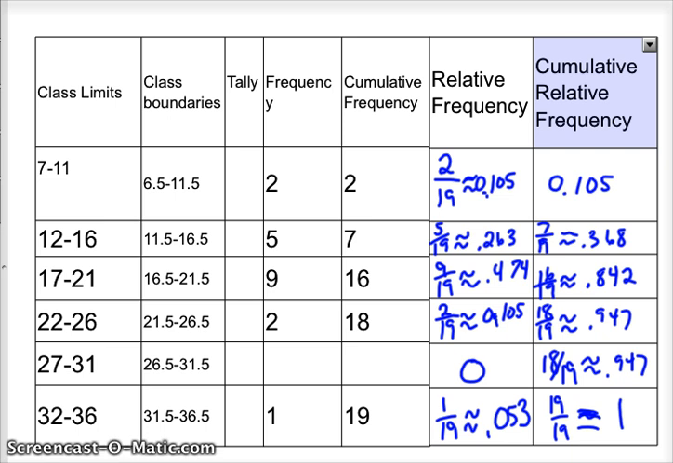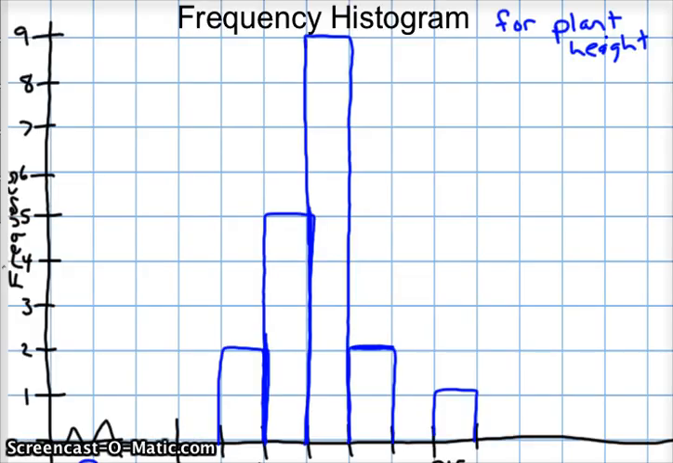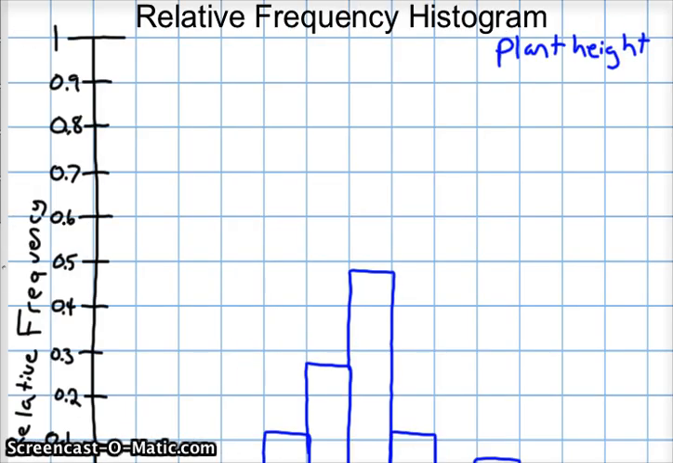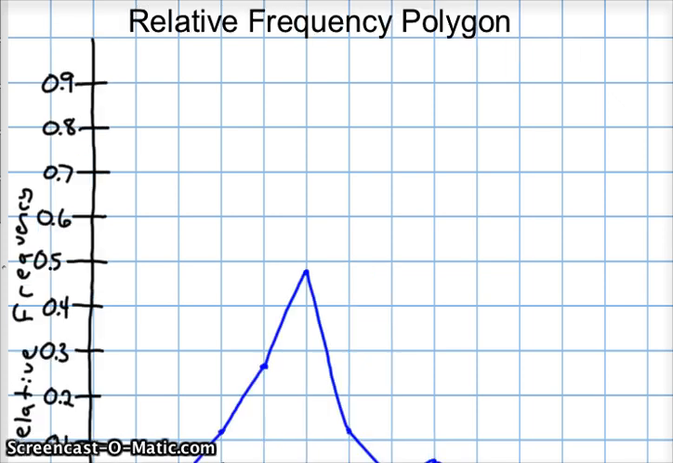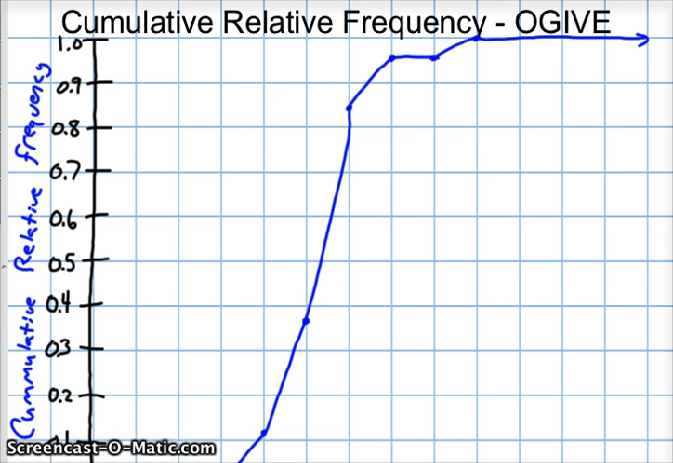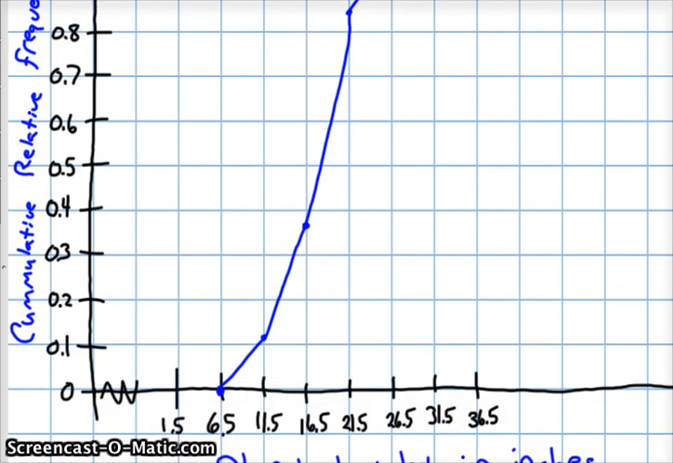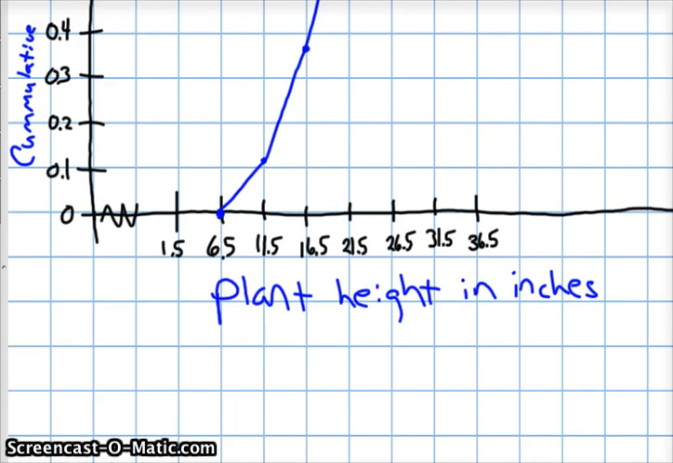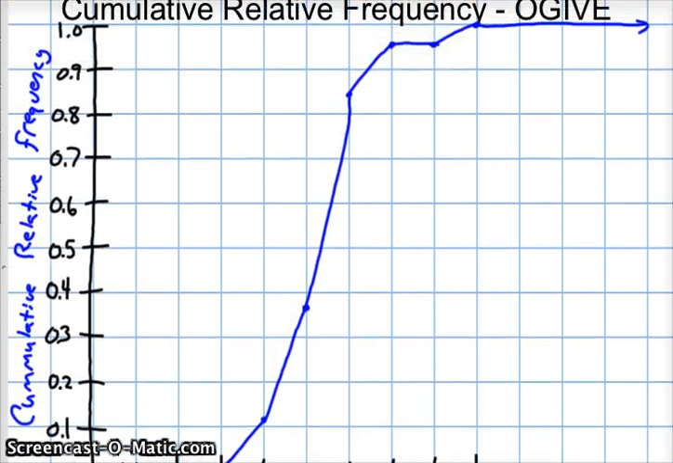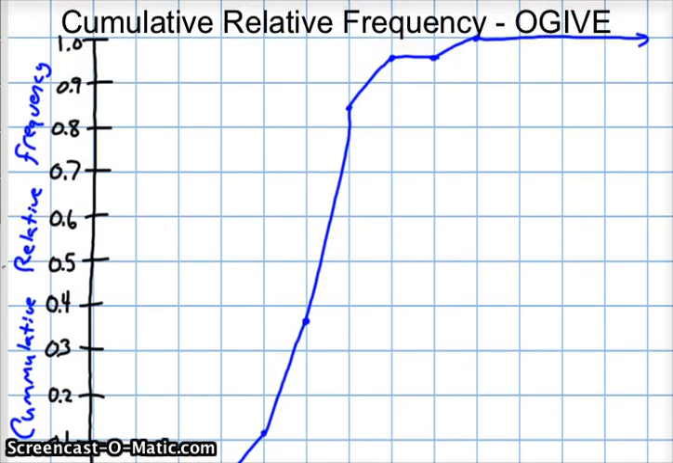And so those are your different charts: frequency histogram, relative frequency histogram, relative frequency polygon, cumulative relative frequency, which is an ogive. And again, I should show you everything's labeled, plant height in inches. I wasn't putting a title because I was getting kind of busy, but it's the ogive curve for plant height.